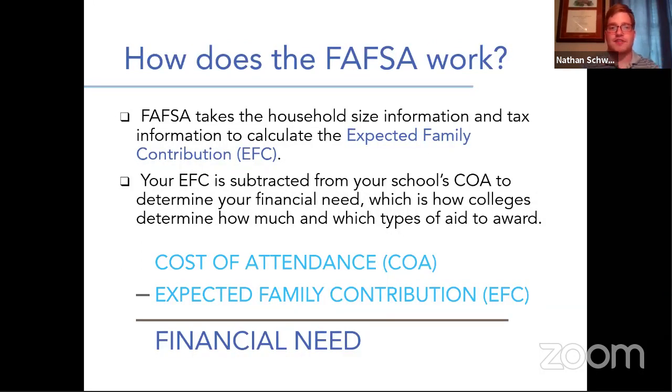So how does the FAFSA work? The FAFSA calculates each student's expected family contribution, or EFC, based on the student's household size and tax information. This information in the FAFSA is then shared with the schools that the student lists in the FAFSA, and the EFC is subtracted from the school's cost of attendance to determine each student's financial need. So in other words, the student's financial need will vary by each college because each college is going to have a little bit different cost of attendance.